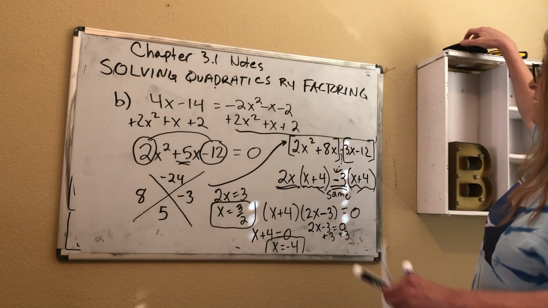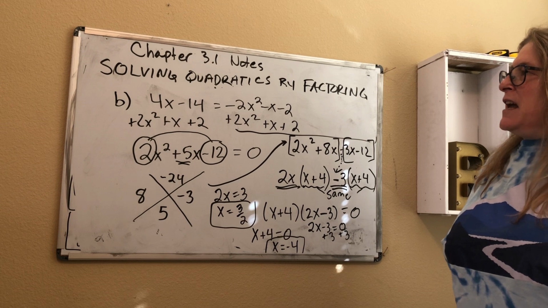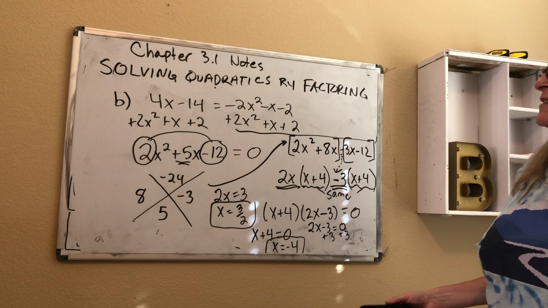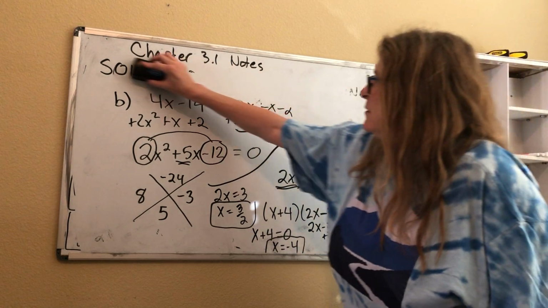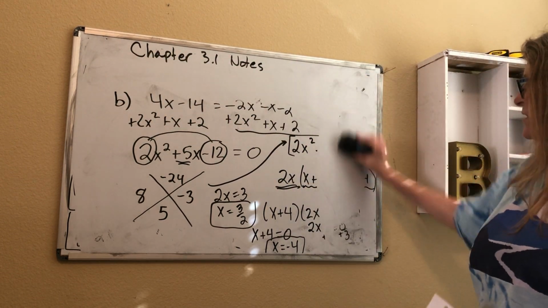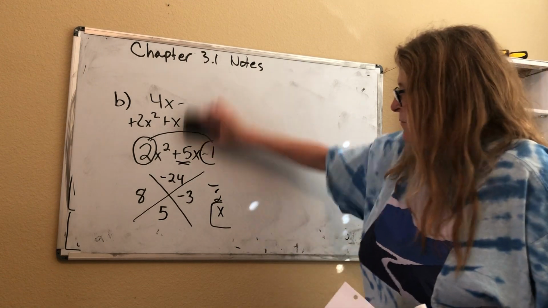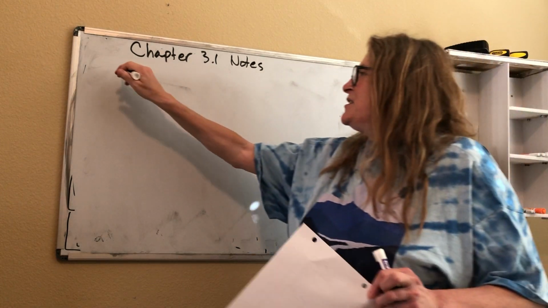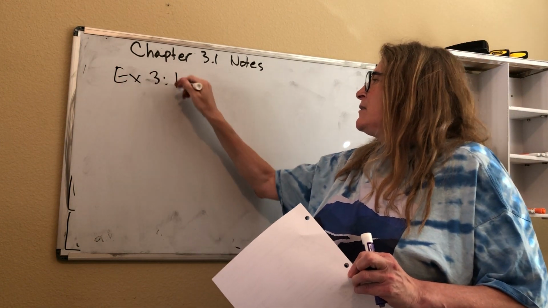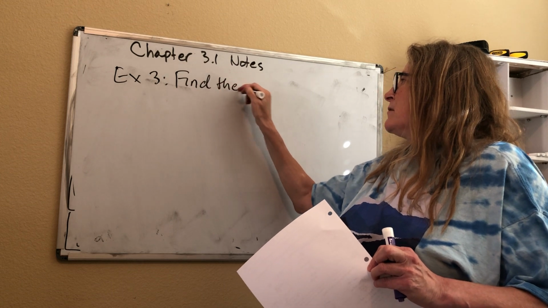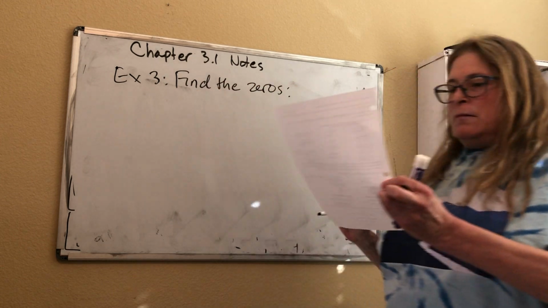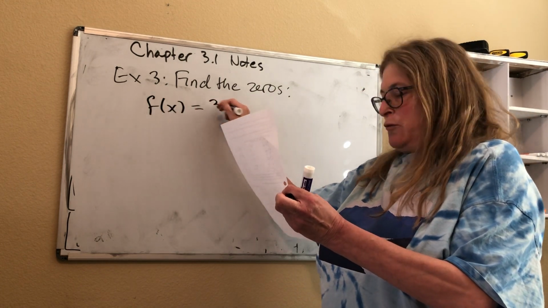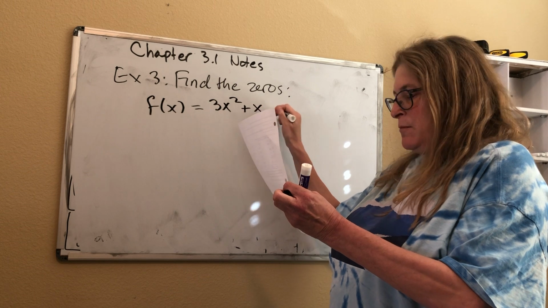Okay, guys, there's one more thing that this chapter asks you to do, and it's kind of conceptual. It's basically the same as this, but it's conceptual. There's an additional step. So what they asked me to do is to find the zeros. Okay, so I've got this. F of x equals 3x squared plus x minus 2.